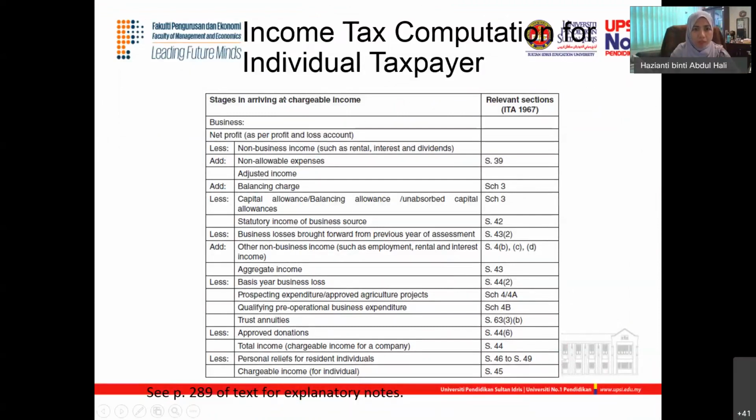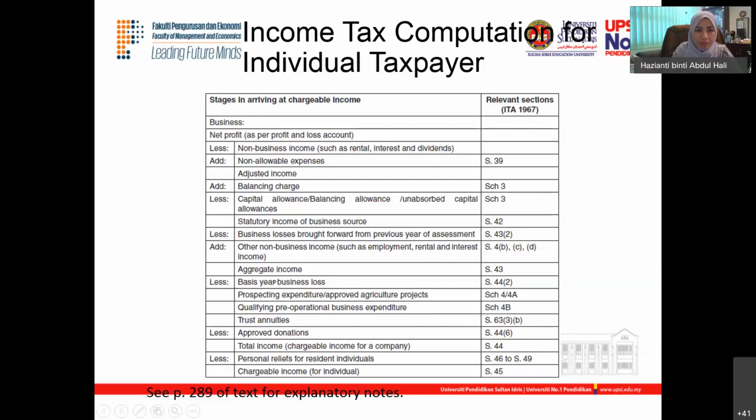Okay, so this is the format for an individual with business. Let's say an individual ni dia ada business dan dia ada employment income dan dia ada other income. So this is how he or she should present his or her income. So from business dulu, because we start with section 4A, business income.